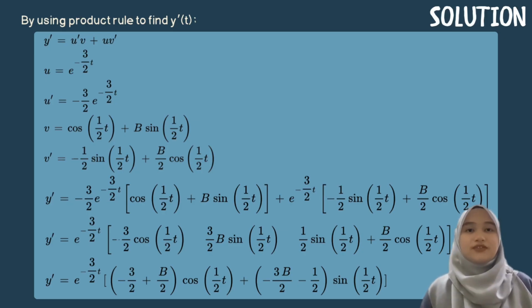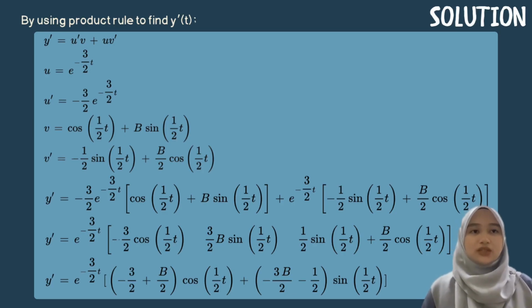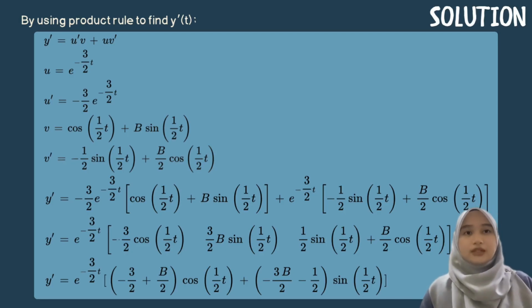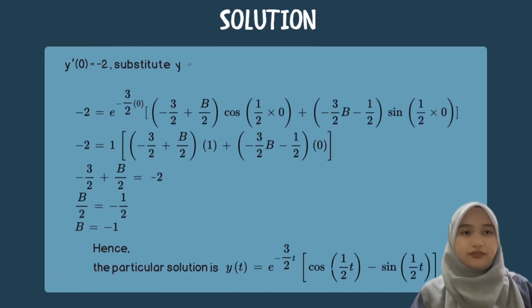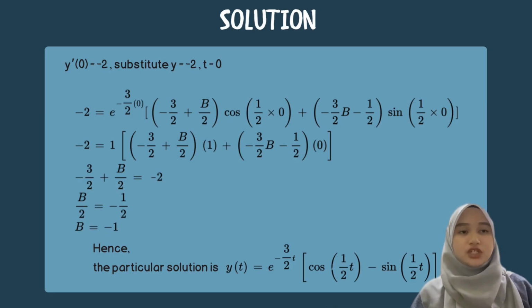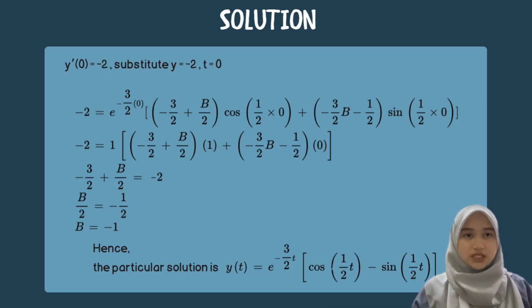To do this, we differentiate the function y of t using the product rule. We let u be e to the power of negative 3 over 2t and v be the bracket of cos 1 over 2t plus b sin 1 over 2t. Then we apply the rule u prime v plus u v prime. After getting the derivative, we use the second initial condition from the equations, which is y prime of 0 equals negative 2. We substitute t equals 0 into the expression for y prime of t and solve the equation. After solving, we find that b equals negative 1.